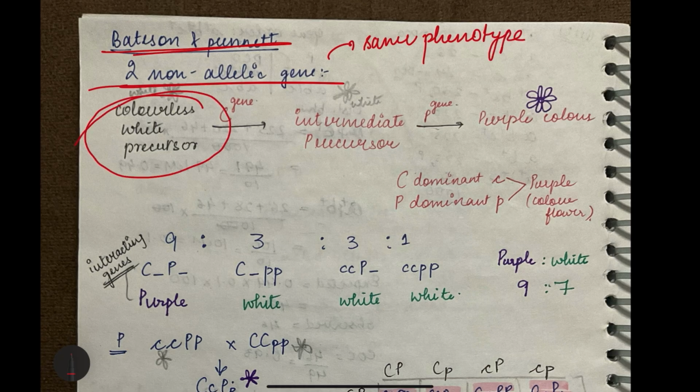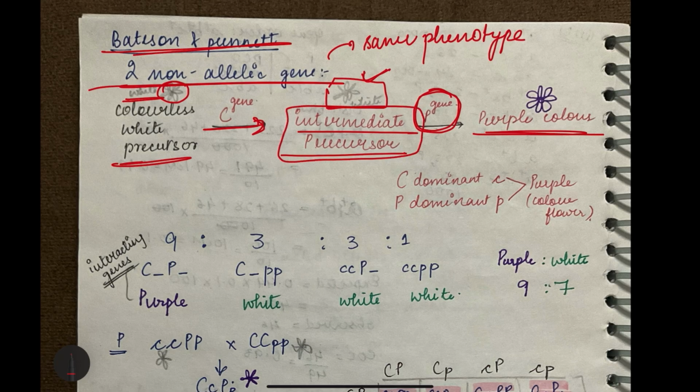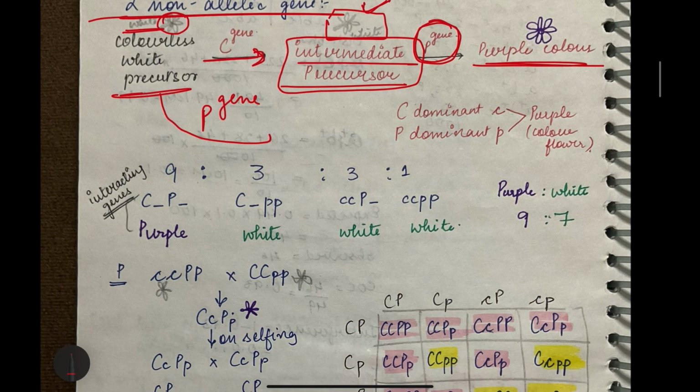There is a colorless white precursor. The C gene acts over this and forms an intermediate precursor. Here it is a white flower only. After the action, the intermediate white precursor shows a white flower only. But when the P gene acts over the intermediate precursor, it forms purple color. Sometimes, if the intermediate precursor doesn't form, and the P gene directly acts on the colorless white precursor, it might form some different color, right? Now let's see how.